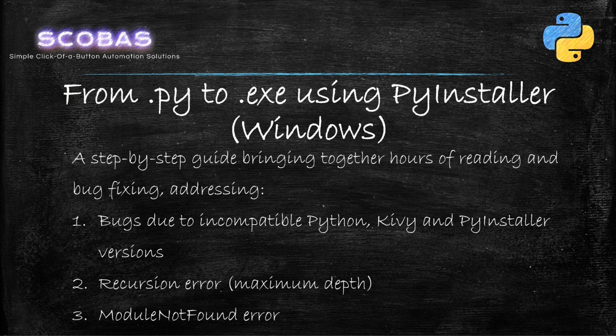The first ones have to do with there being incompatible versions of Python, Kivy, and PyInstaller. The second type of bug we've seen is a recursion error, or something that says you've reached maximum depth, and we'll talk about that in detail. And then the third one is a ModuleNotFound error. So these are the errors we came across to create a one folder exe solution. Actually, to create the one file, there's a few more that we need to fix, and at the time of recording this video, we are still fixing that.